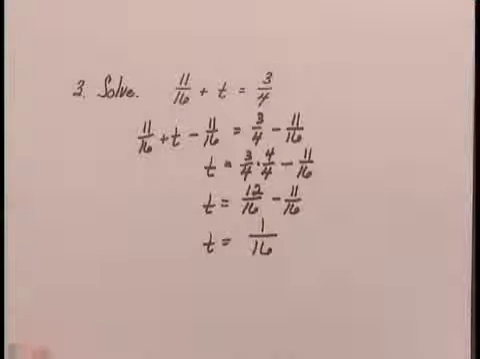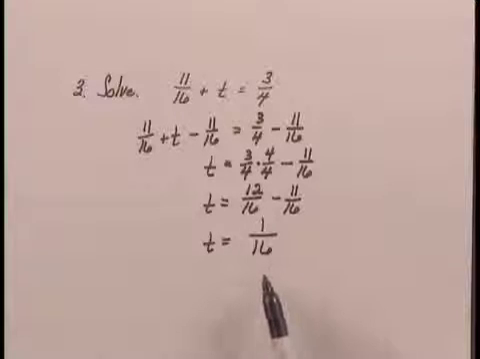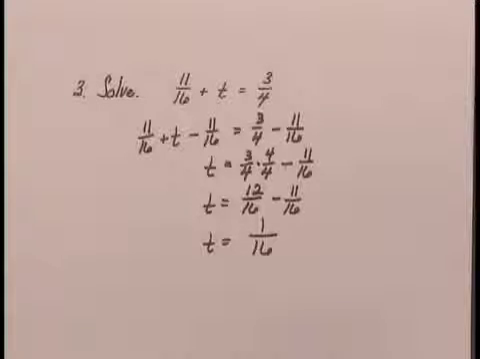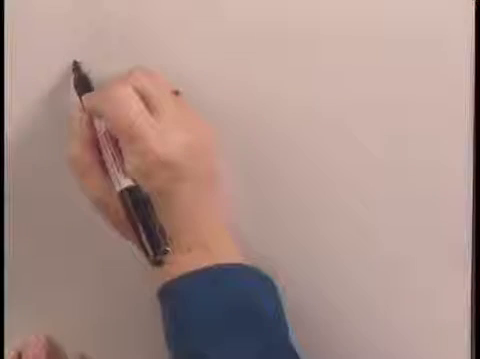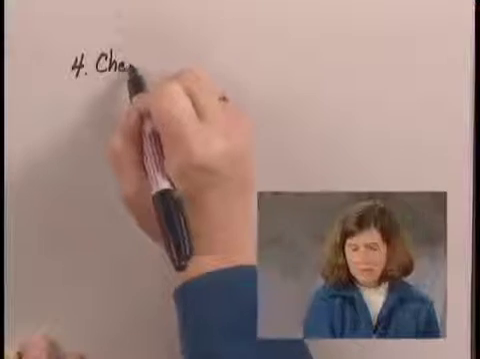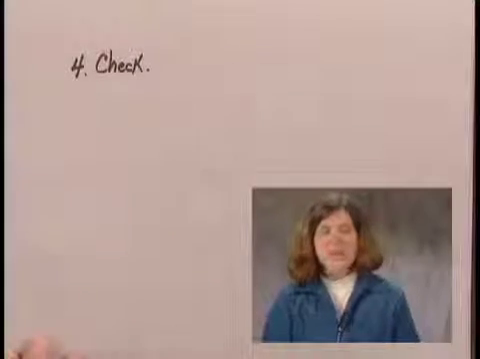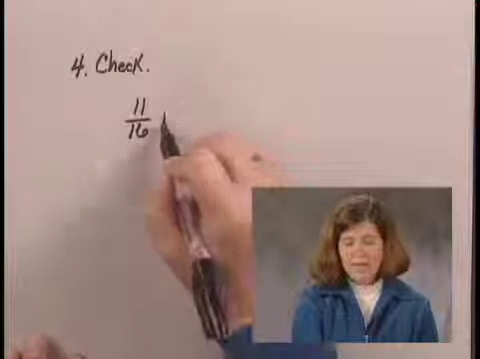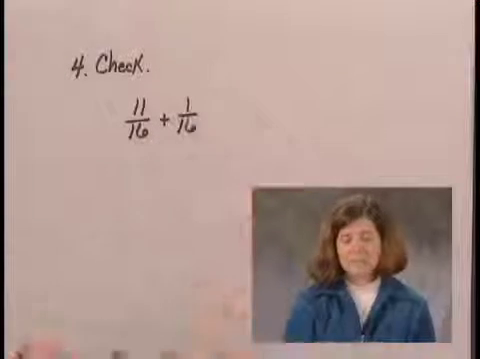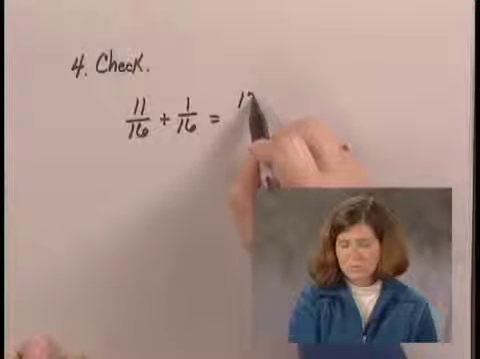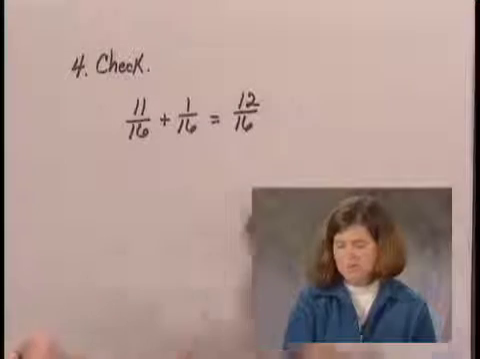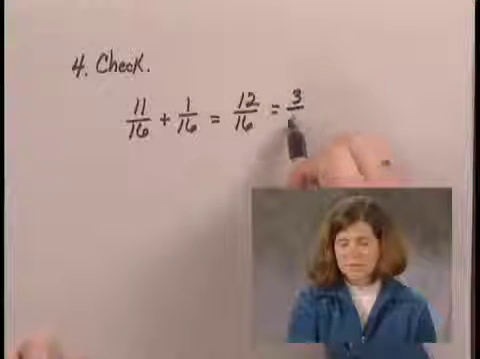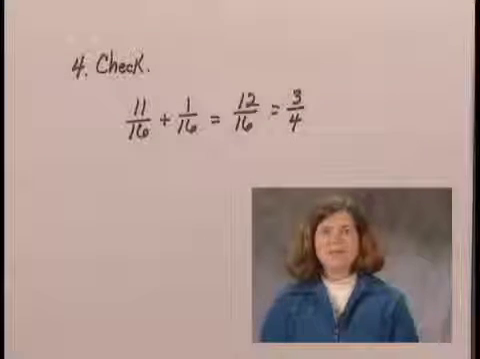So what we're saying is that the actual plywood is 1/16 of an inch smaller than what we would expect it to be. Well, to check that, which is our fourth step, we could take this thickness of the plywood and add that extra 1/16, which is 12/16, which simplifies to 3/4, and that shows that 1/16 is the amount.